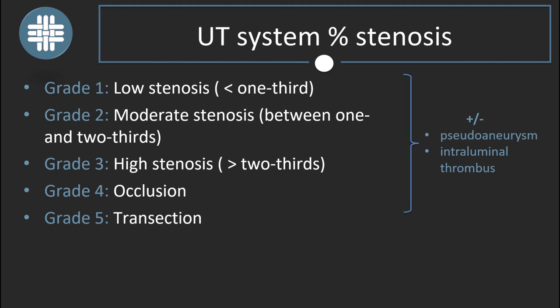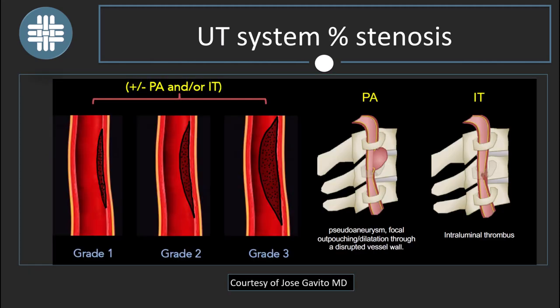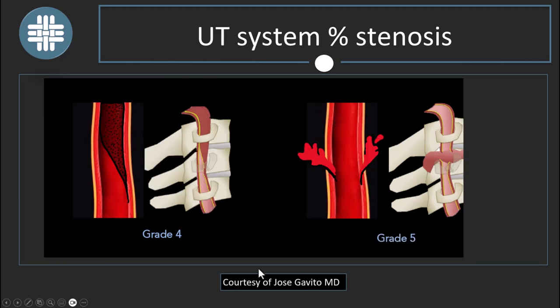In addition to these features, they want us to comment on the presence or absence of pseudoaneurysm and intraluminal thrombosis. Here are some schemes that Dr. Gavito made for our group, grading 1 through 3, depending on the percent of occlusion, so the presence of pseudoaneurysm and intraluminal thrombosis, and then grades 4 and 5 for complete occlusion or extravasation.